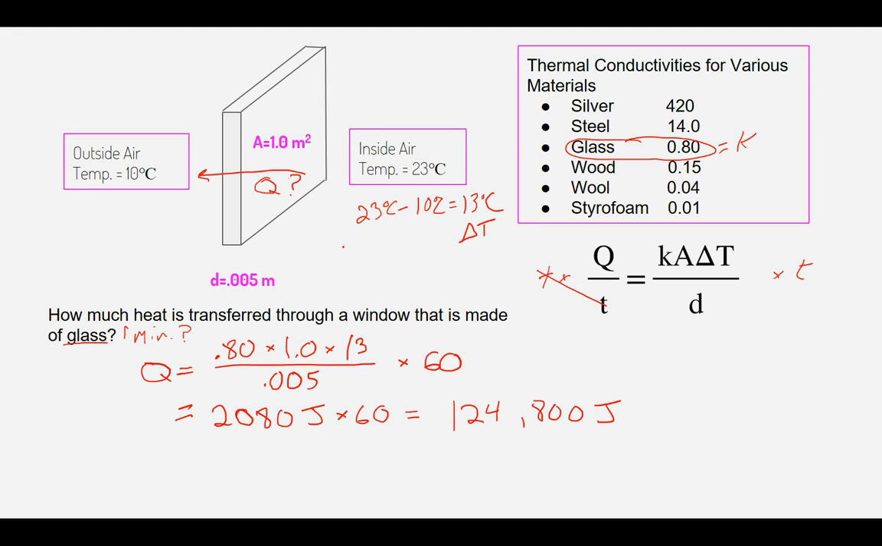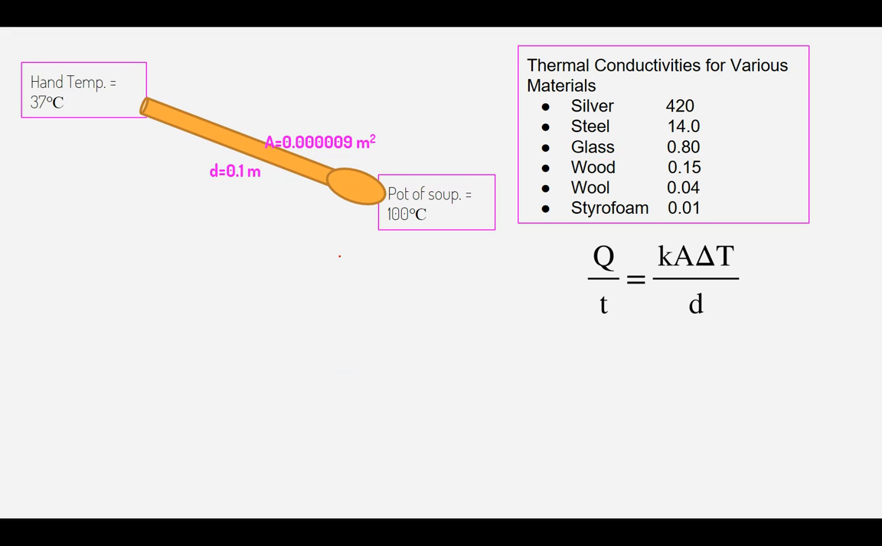So let's take a look at how we would apply this to the hot soup problems that you have to solve for. In this case here, we have an example of a hot soup problem. We have a pot of soup that is 100 degrees, and our hand is around 37 degrees Celsius. Now the area changes quite a bit because now we're dealing with a different object. We're not dealing with a window, we're dealing with a spoon, which is longer, so the distance goes up. That would affect how much energy would travel.